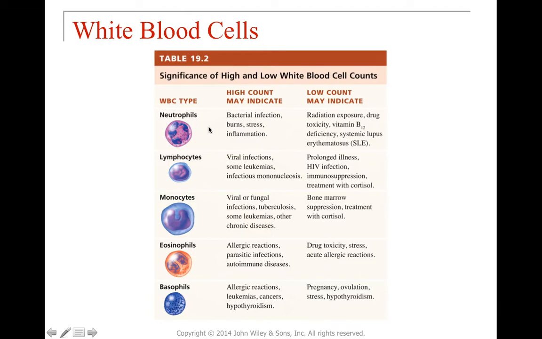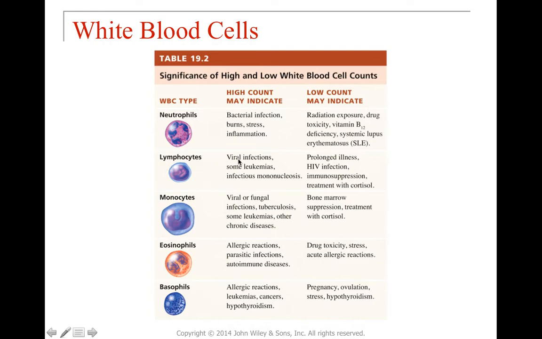So a high count of neutrophils would happen if we had something like a bacterial infection or a burn or inflammation or stress response. And if we had a low amount of neutrophils, compared to a normal individual, it could indicate something like radiation exposure, which might kill off the precursor cells, drug toxicity, which might have killed off these cells as well, or something like systemic lupus erythematosus. That is an effect of the body having a problem differentiating between self and non-self, and so it attacks its own tissues as foreign invaders, and that can obviously be a problem because it makes you very sick.